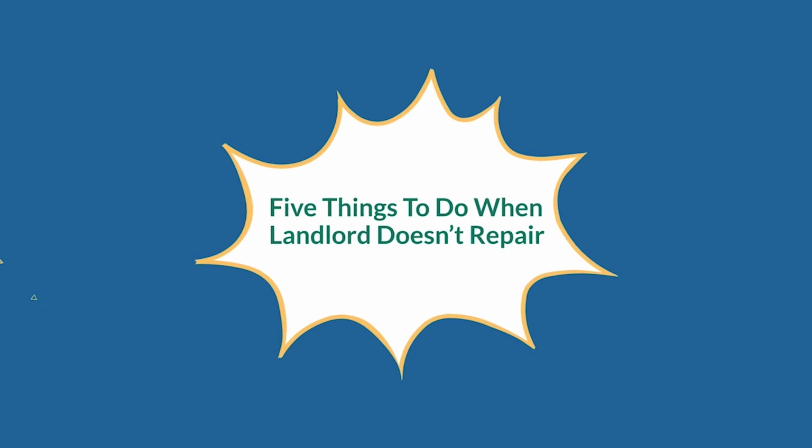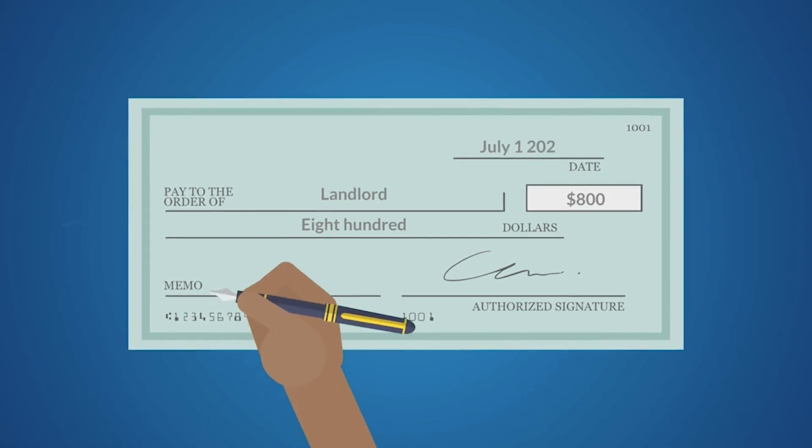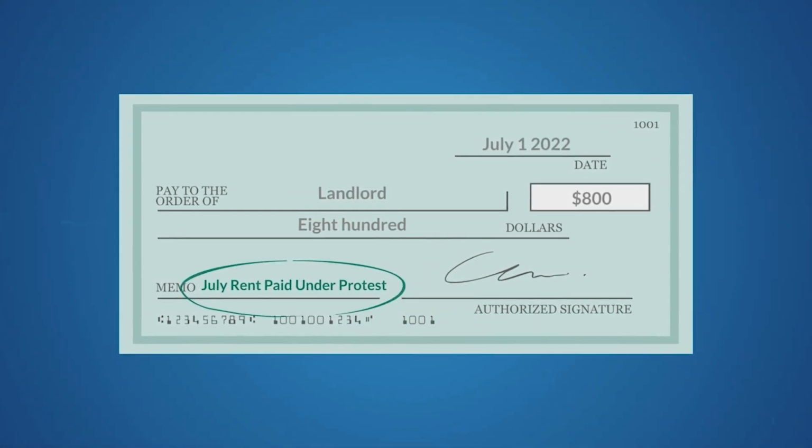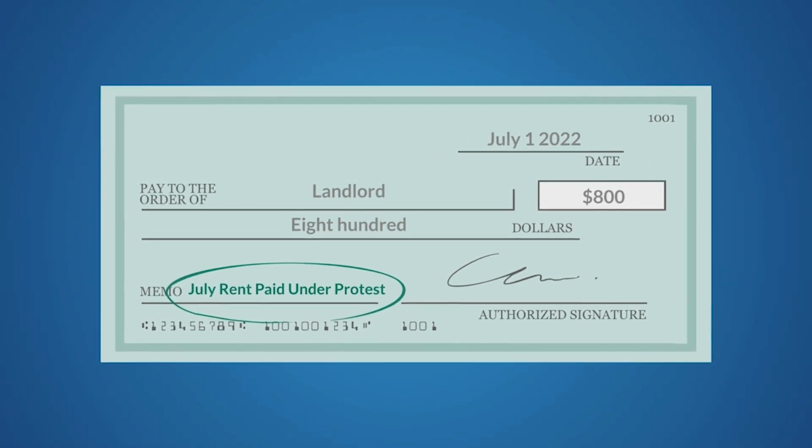But what do you do if your landlord doesn't make repairs? Here are 5 options of what you can do. Number 1, pay rent under protest. This means writing a note in the memo line of your check or money order. For example, rent for July 2022 paid under protest. Keep a copy of your check. By paying, you do not lose your rights to have the issue fixed.